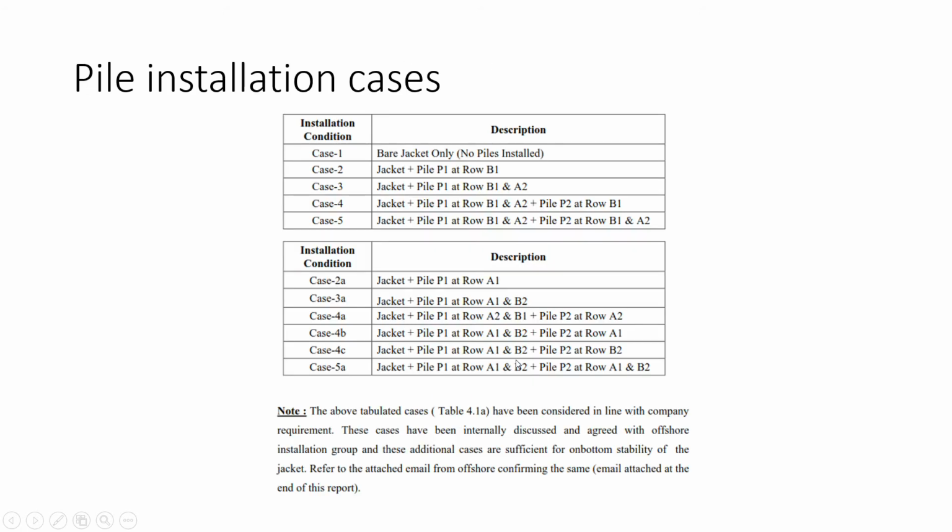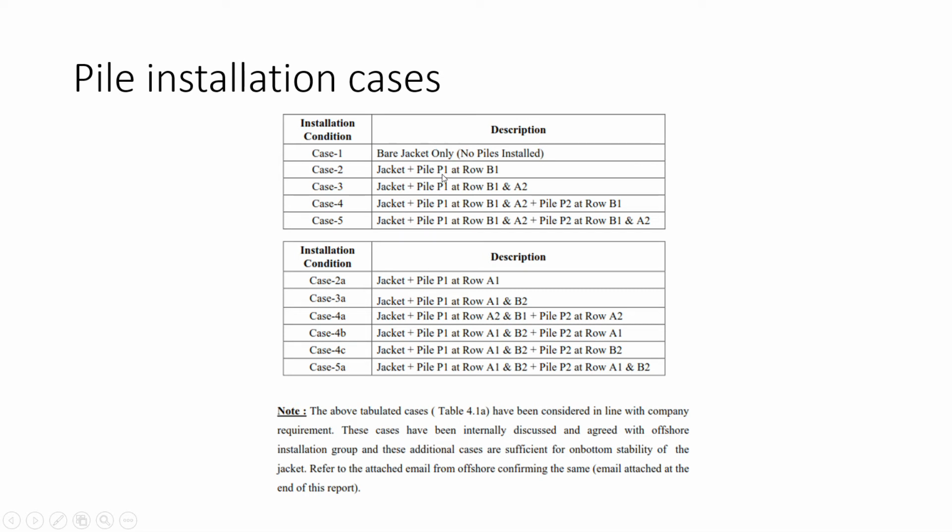Okay, the pile installation case. Suppose case 1, case 2, 3, 4, up to, I have taken this one in my previous study. Suppose case 1, bare jacket, no pile installed, that you know will be governing for sliding. And this will be governing for bearing. And the overturning moment depends on the lever arm and the pile which is projecting above the top of the jacket. However, you have to check all the cases for all three parameters.